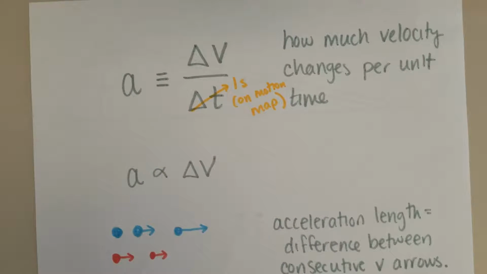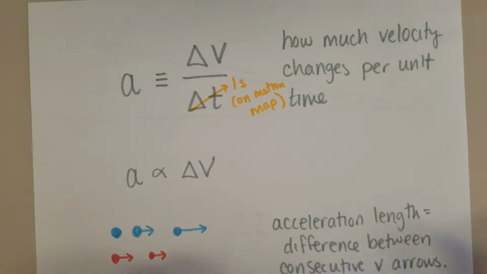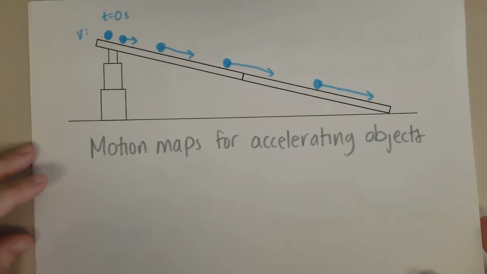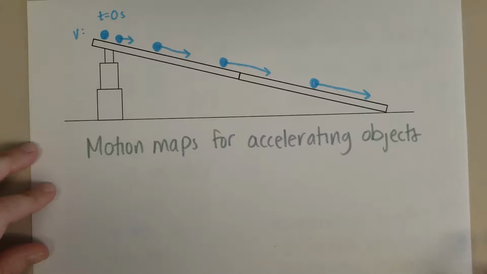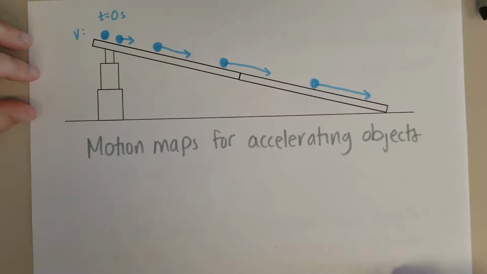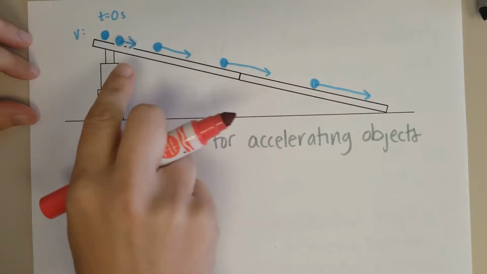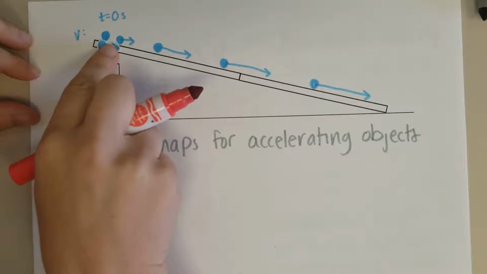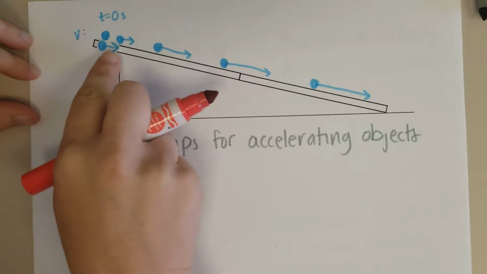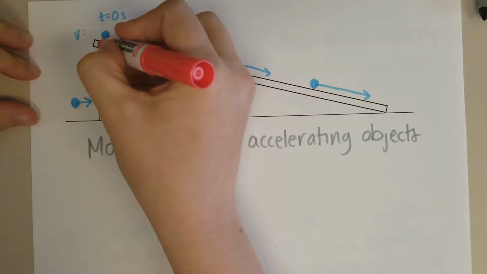Okay, so let's go back to the original motion map that we were looking at. So we had this car going downhill. Its velocity was getting larger as it went downhill. And now we need to add acceleration arrows to show how much its velocity was changing by. So similar to what we did before, we're going to imagine taking this arrow that was next, and put it back next to the original one. That's how much bigger my velocity got.